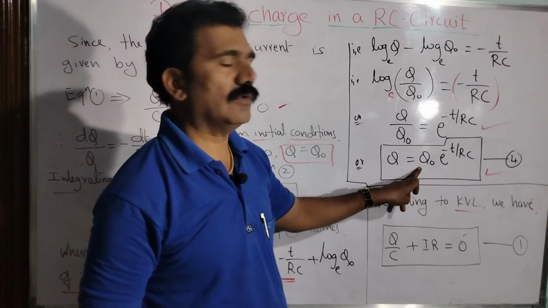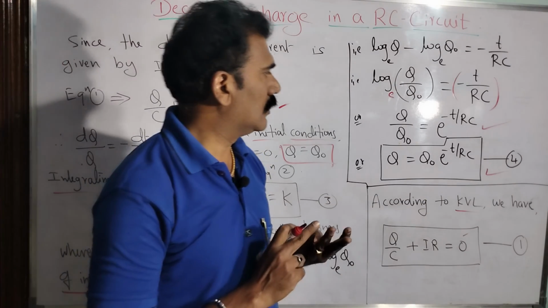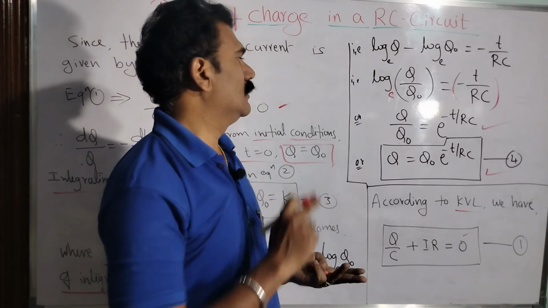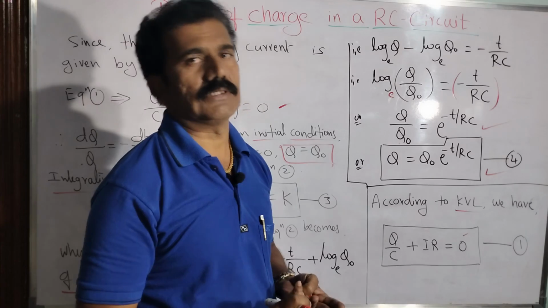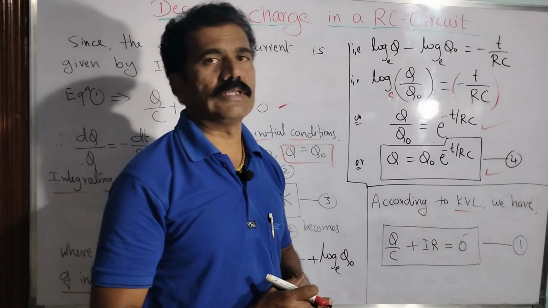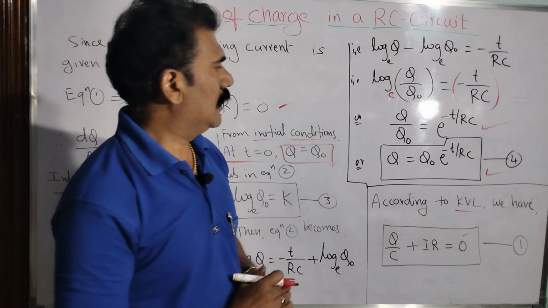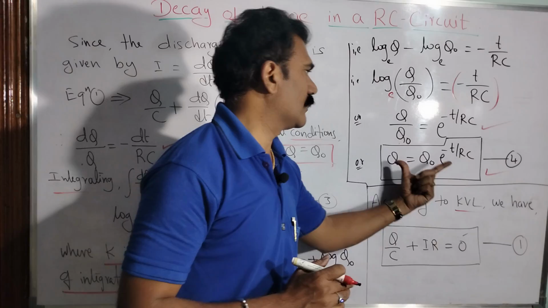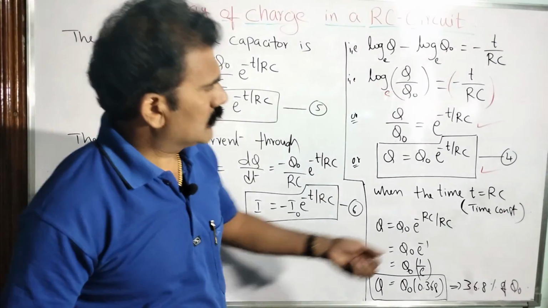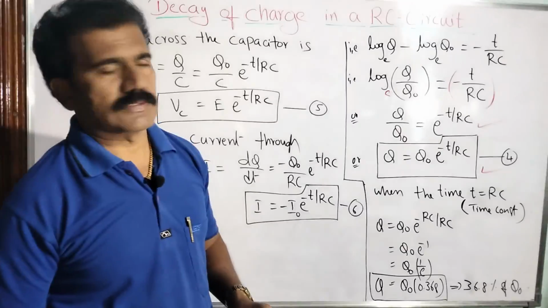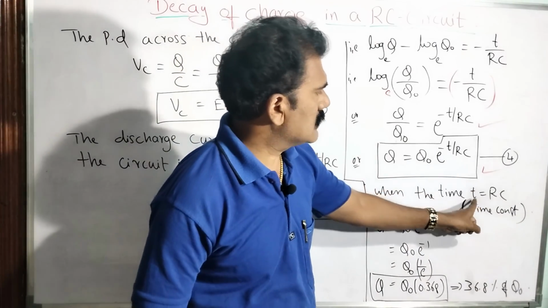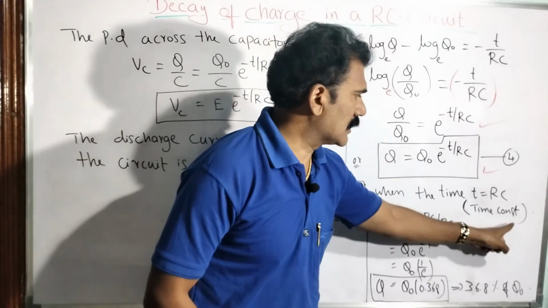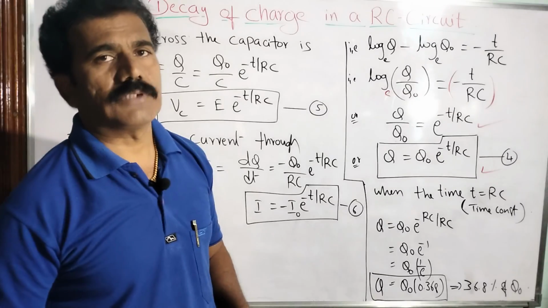Now using this equation 4, we can estimate how the potential drop takes place across the capacitor, as well as across the resistor, and how the current varies with respect to time. And we can even discuss the time constant. Let us see how to proceed from equation 4. In equation 4, look at the time constant. The time constant is taken as t equal to RC in the RC circuit, right? If time t equal to RC, that is called the time constant. At the time constant, what is the charge in the capacitor?